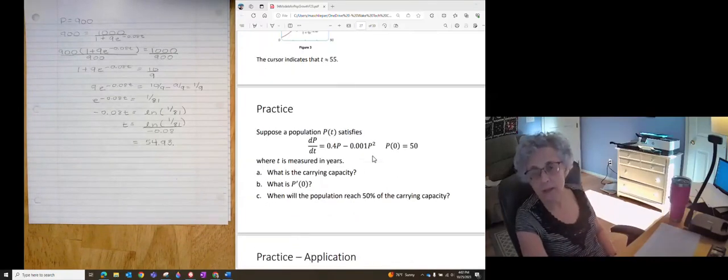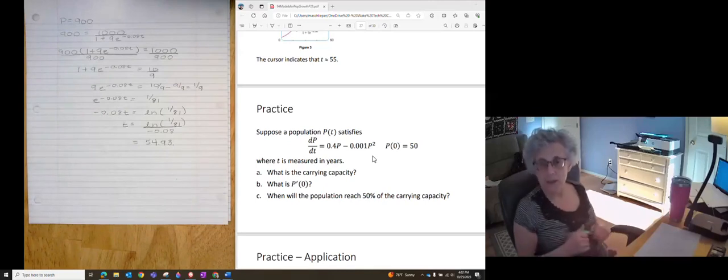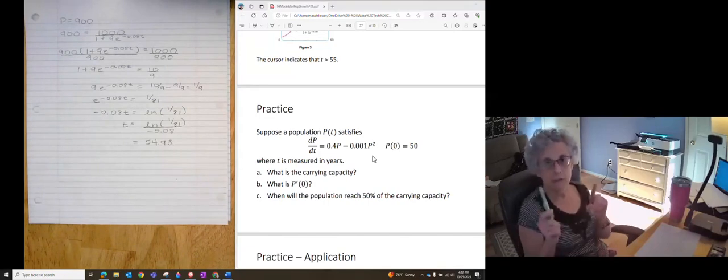Okay, here's a practice problem. What is the carrying capacity? What is the derivative when the population is equal to 0? And when will the population reach 50% of its carrying capacity? First thing you need to do is rewrite it in that format of the logistic differential equation so you know exactly what your K is. So give it a try, then we'll meet back and compare answers.